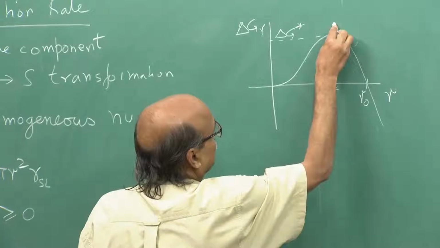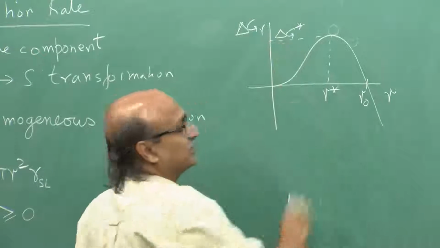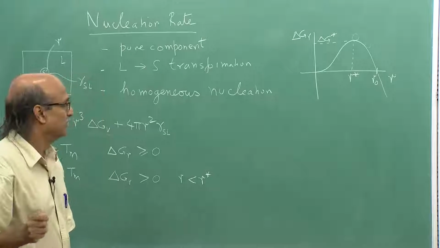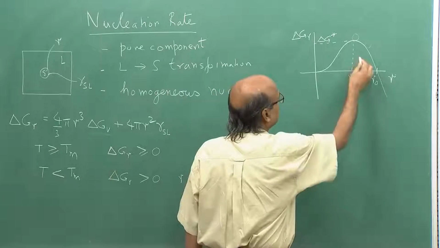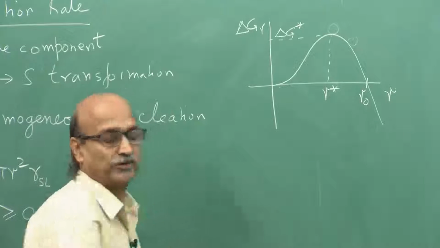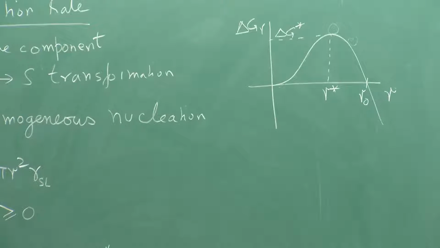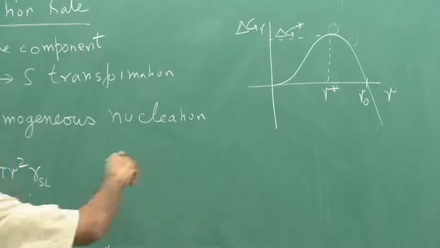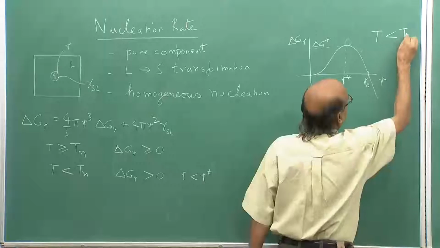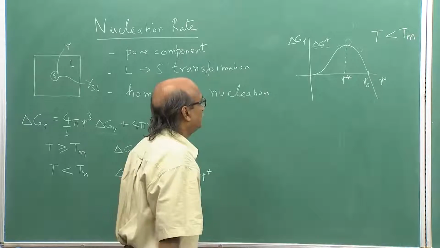And if the nucleus is formed of the critical size, then that nucleus is what we call in unstable equilibrium, and it can either fall back on the left hand side and dissolve, or it can go on the right hand side and become a stable solid. This is for temperatures less than Tm.